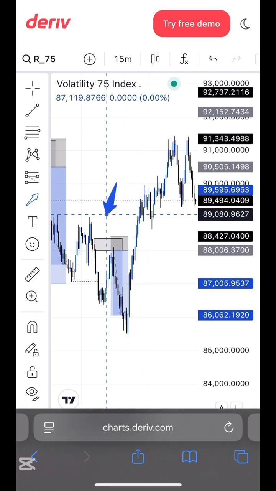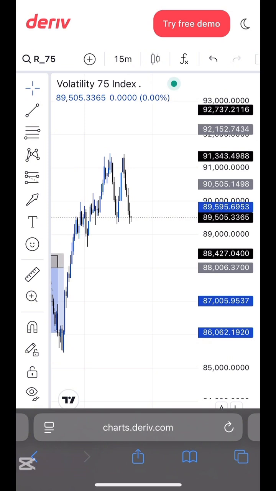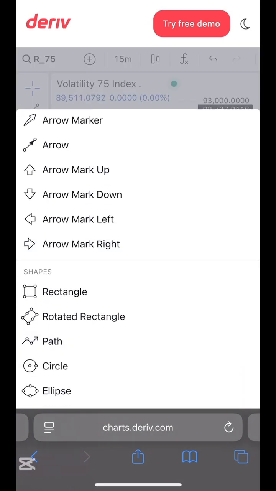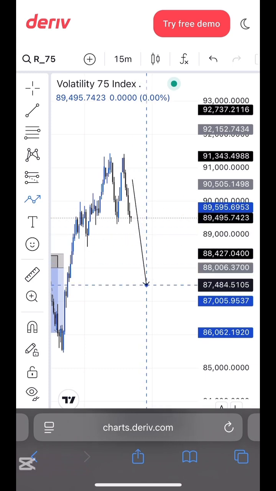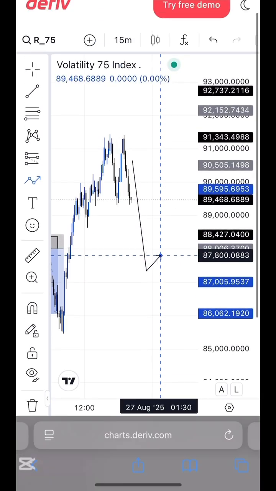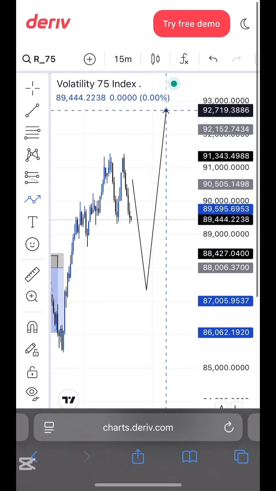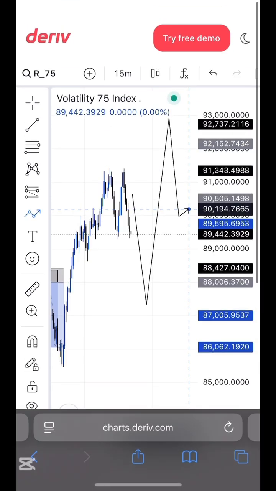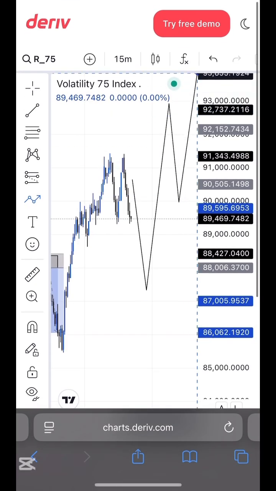But for this to be valid, we are still going to wait for a retest. We are still going to wait for something like this, a retest. Then we expect market now to come and clear this zone again. Then if we get a retracement breakout structure, then we'll start looking for proper buys to the upside.